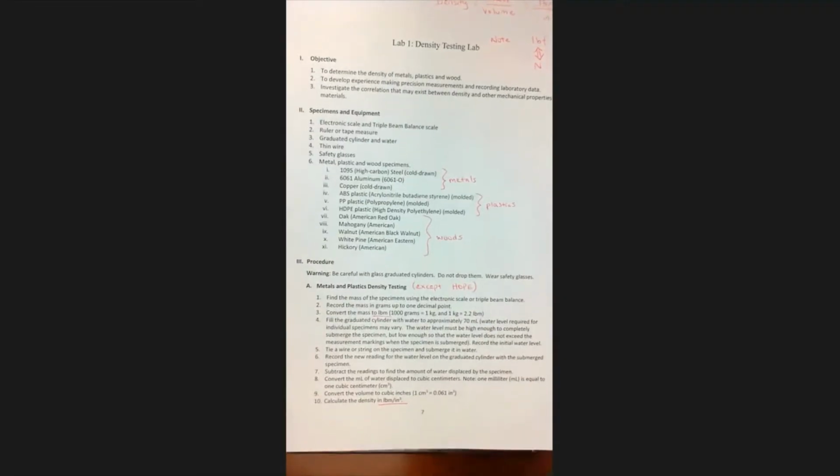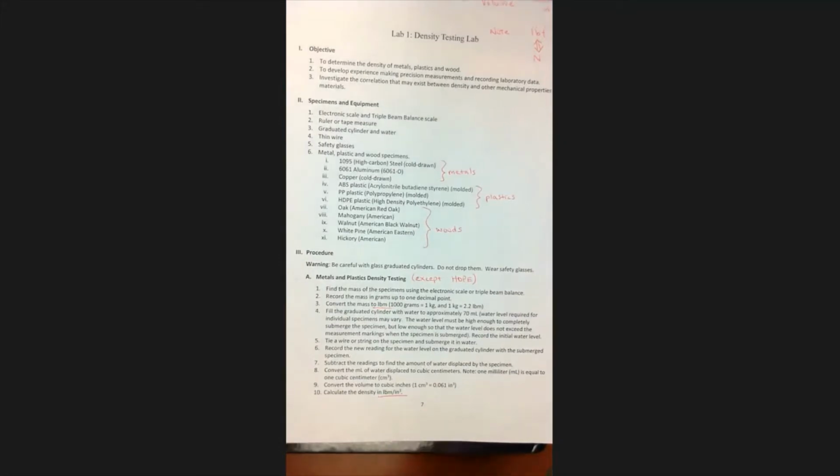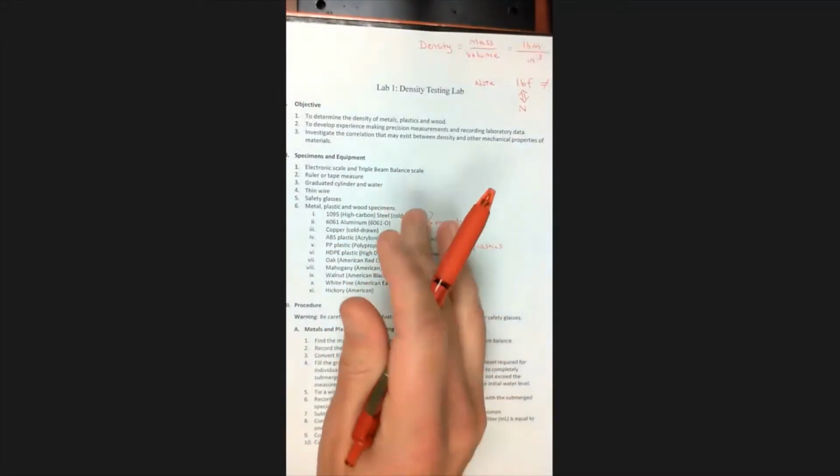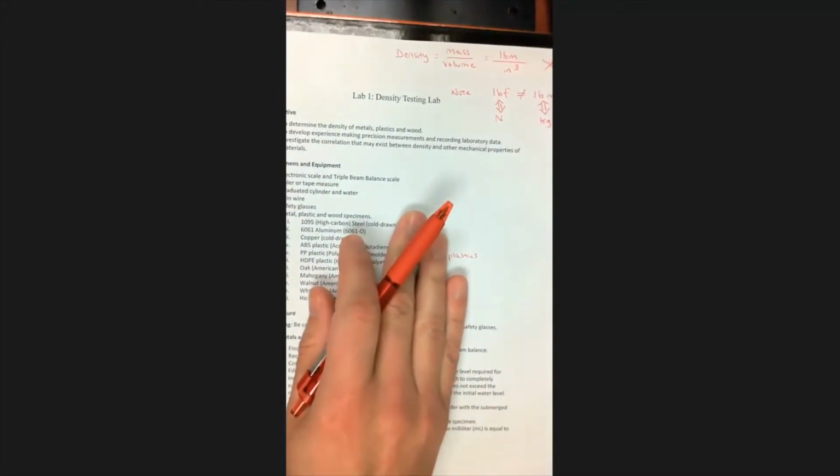So I would recommend that you flip in your lab manual to page 7 now so that we can talk through Lab 1 together. All right, here is Lab 1. It starts on page 7. And before we start reviewing the lab, let's go ahead and review some items of terminology.